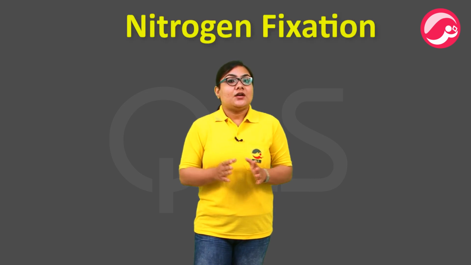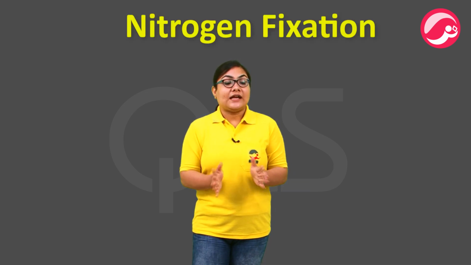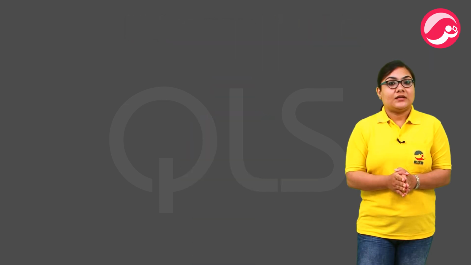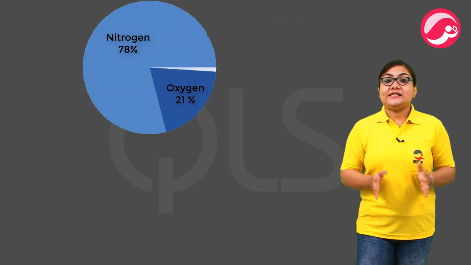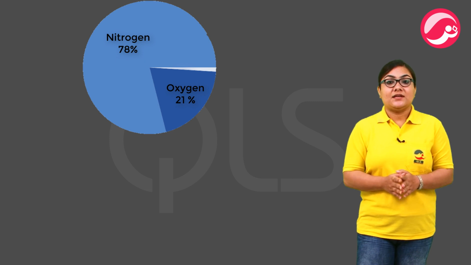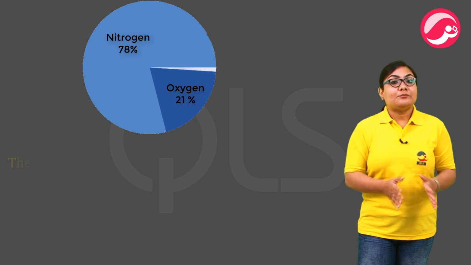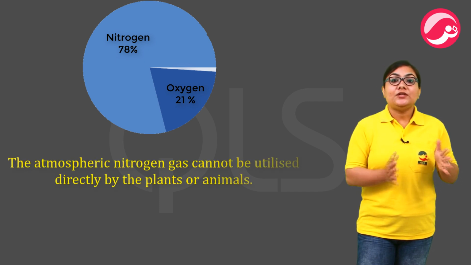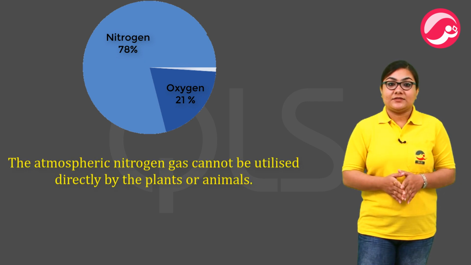Now, bacteria also show some unique features of their own. I am talking about nitrogen fixation. You all might have heard about nitrogen fixation. Our atmosphere has 78% of nitrogen gas. The major component of our atmosphere is nitrogen gas. The atmospheric nitrogen gas cannot be used directly by the plants or animals.